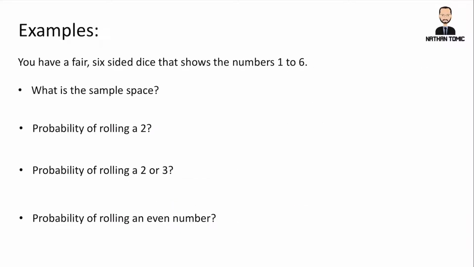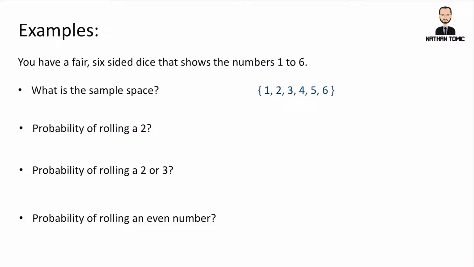Let's have a look at some other examples. So we have a fair 6-sided dice that shows the numbers 1 to 6. So same as before, what is the sample space? Again, what are all the possible outcomes that we could have? They are the numbers 1, 2, 3, 4, 5, and 6.